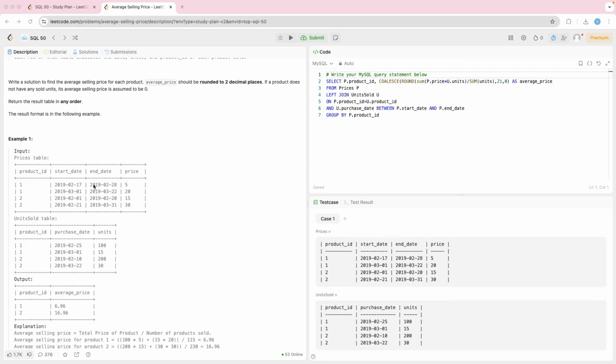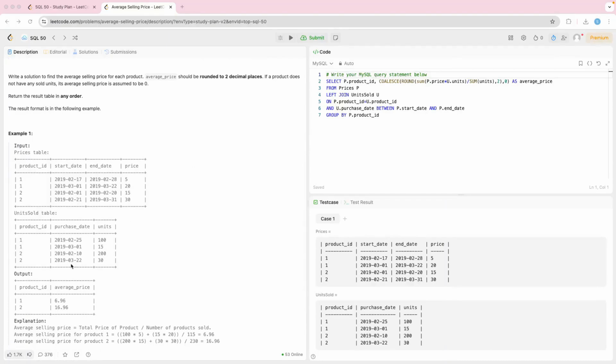Now we'll see the actual query so that you can understand this question in a better way. In the output we want two columns, product ID and average price. So we have selected product ID and average price from the table that we got by left joining the Prices table and UnitsSold table on the condition that the product ID of both the tables should be equal and the purchase date should be between the start date and end date.